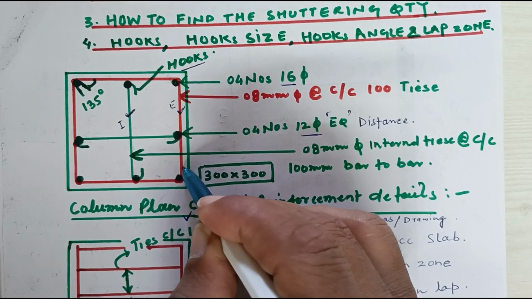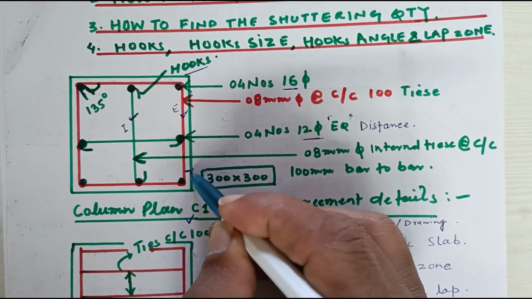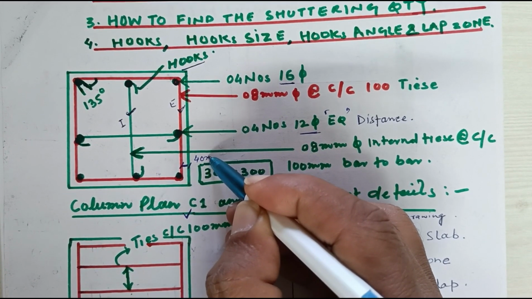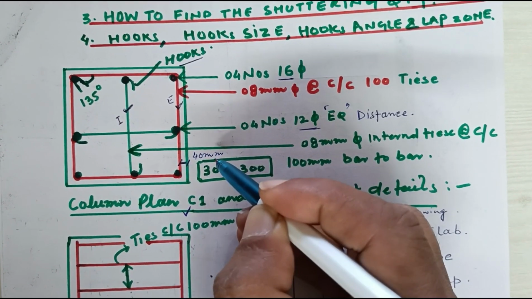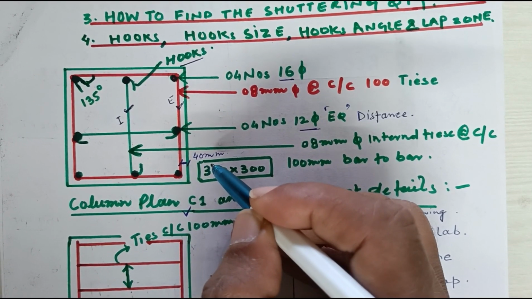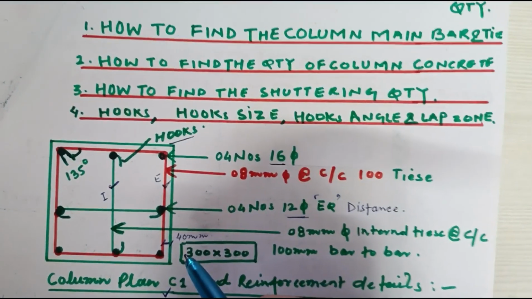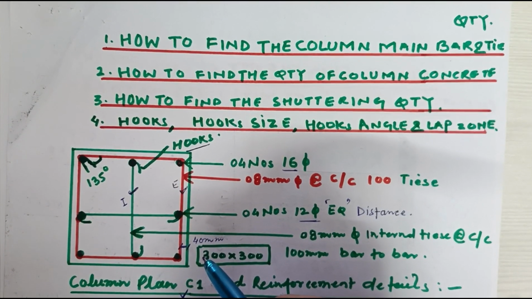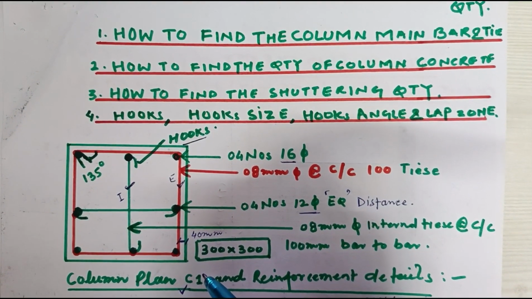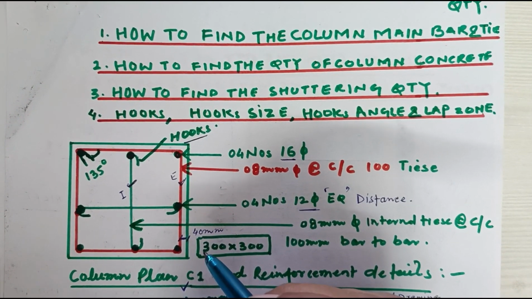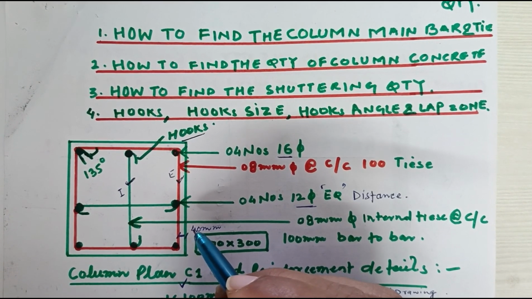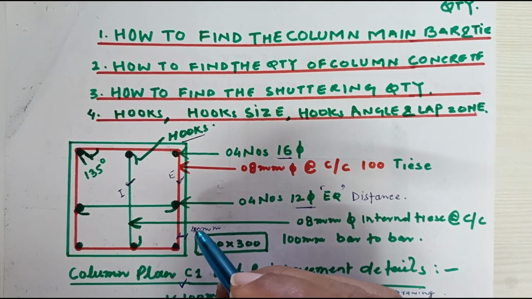Okay, this gap is what? This gap is the concrete cover, that is 40 mm. And why do we provide the concrete cover? To protect the column from environmental effects and from rust. That's why this concrete cover is very important.